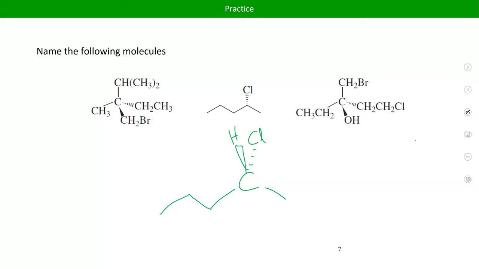So in terms of assigning priority, two of them are easy. 1 and 4 are easy to assign here, right? What's the lowest priority? What's our highest priority? Chlorine, the only one, because chlorine is a much higher atomic number than carbon. So we get our highest priority, chlorine. Then we've got a propyl group versus a methyl group. The propyl.